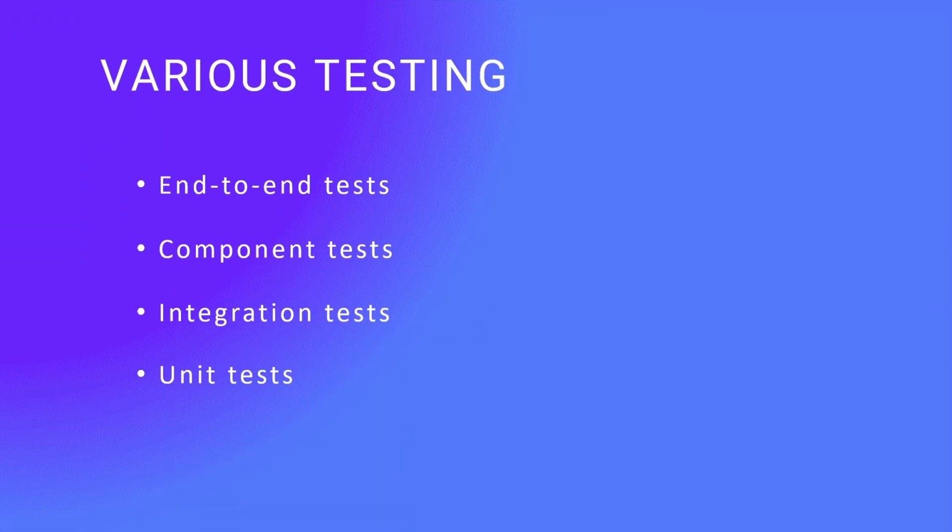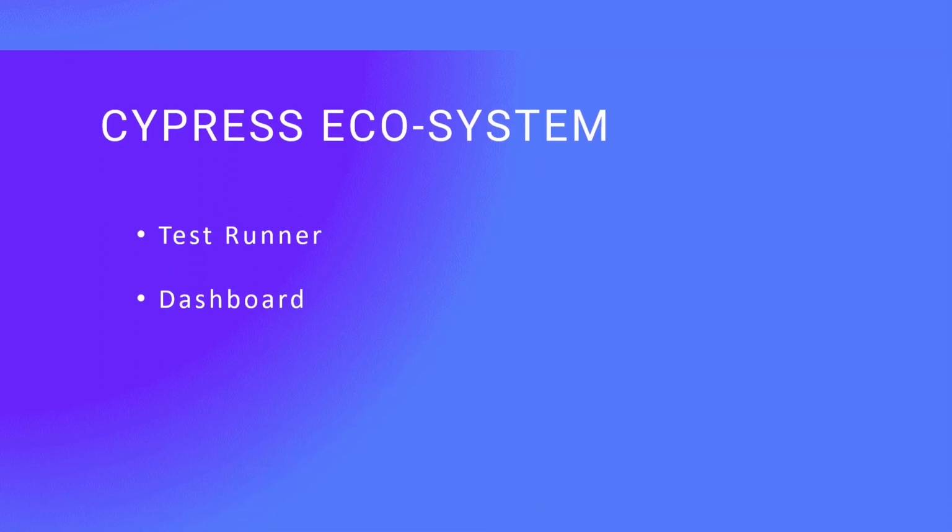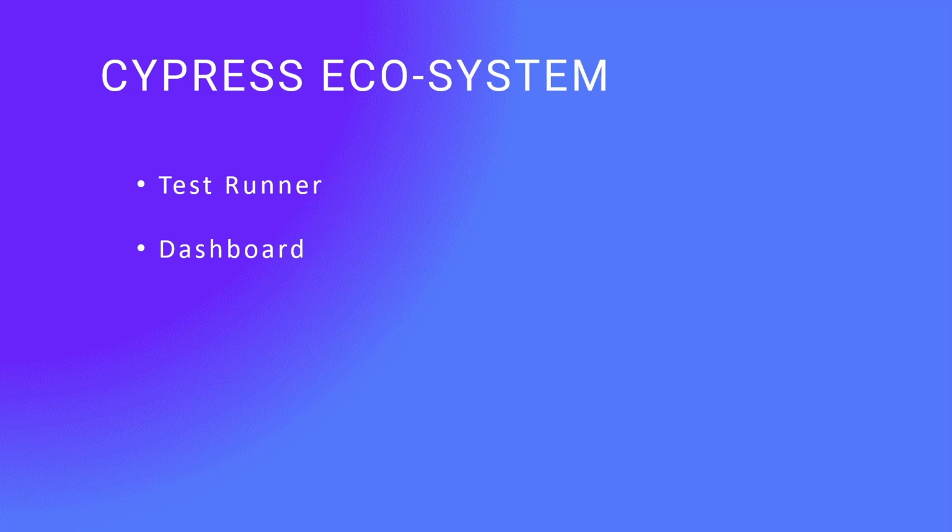So, what are the various types of testing we can do in Cypress? End-to-end testing, component testing, integration testing, and unit testing. Next, we are going to see the ecosystems which are present in Cypress. We have two ecosystems, test runner and dashboard. The test runner is installed locally in a tester's or developer's system. It is free and publicly available for everyone. Dashboard is a paid version. We have to pay for that. So we will have certain privileged access in Cypress.